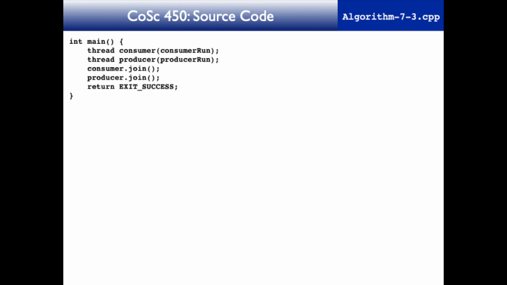And then here is our main program, very simple. We have thread consumer, and we tell it to run consumer run, and we have a thread producer, and we tell it to run producer run. And then we do the usual consumer.join and producer.join, and then we return exit success. So that's the code. Now let's take a look at a little demo to make sure this works.